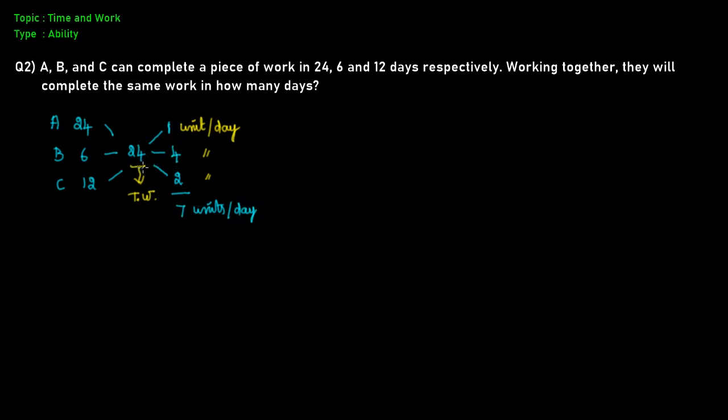Now I know they have to complete a total work of 24 units. So in order to find out the number of days, I can simply divide 24 by 7. So 24 by 7 days is the answer. And if you want to convert this one into a mixed fraction, you can do that. 7 goes 3 times in 24. So 3 and you get remainder 3. 3 by 7 days. So this is the answer for the second question, guys.